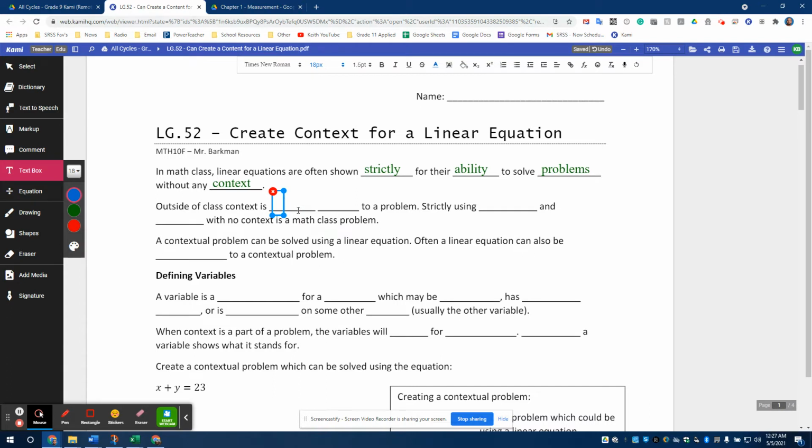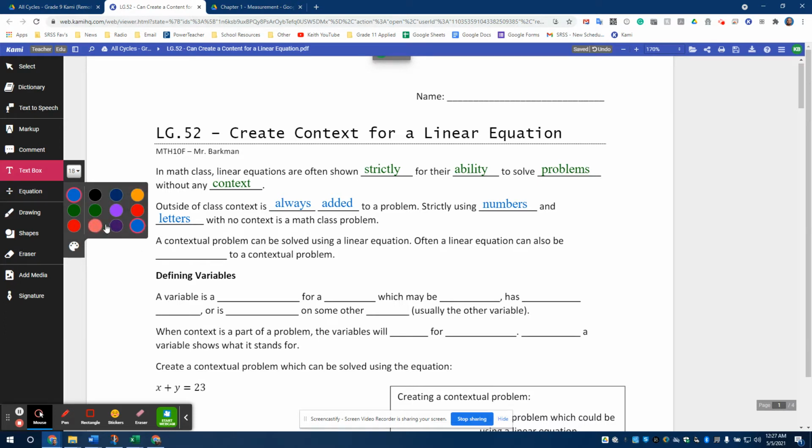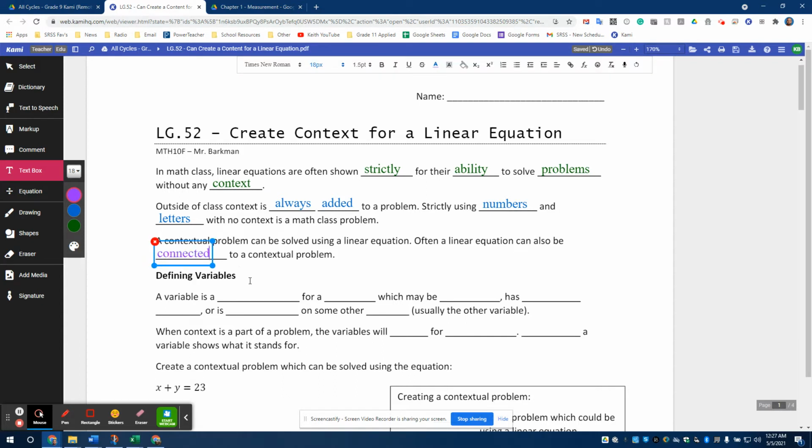Now, outside of class, context is always added to a problem. Strictly using numbers and letters or variables, no context, is just really what we would consider to be a math class problem. Now, a contextual problem can be solved using a linear equation. Often a linear equation can also be connected to a contextual problem.